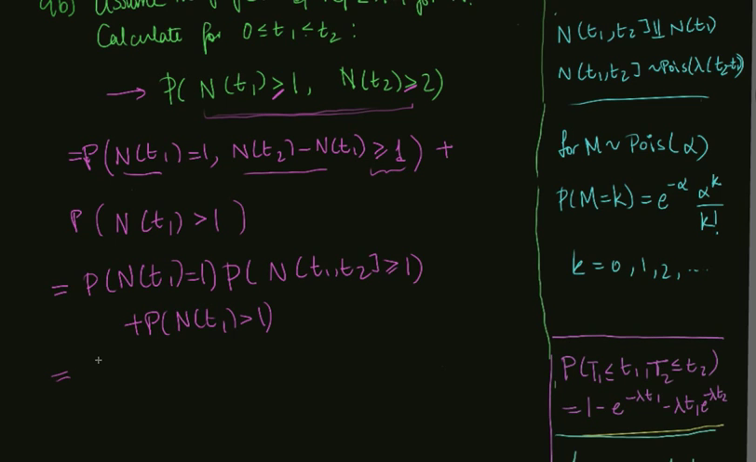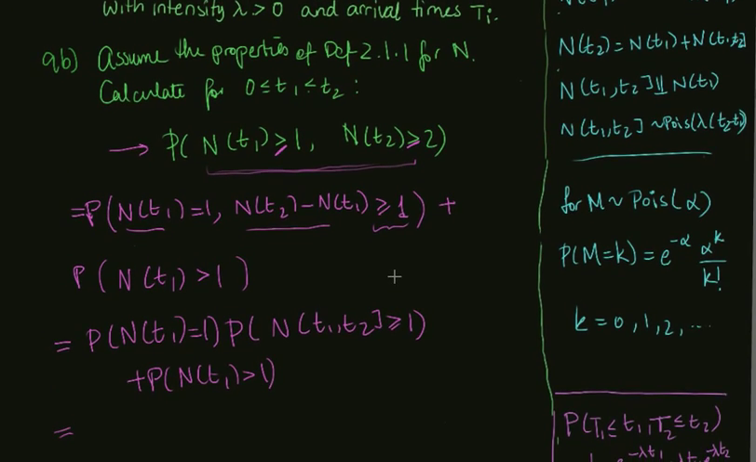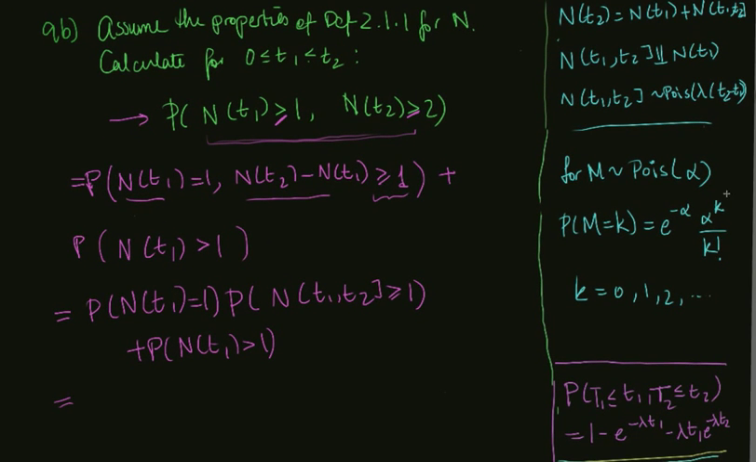Now we're more or less done, because the probability that N(t1) is equal to 1 is given by the point probability in a Poisson distribution where the parameter alpha has value lambda t1. So this first term is given as e to the minus lambda t1 multiplied by lambda t1 to the first, as such.